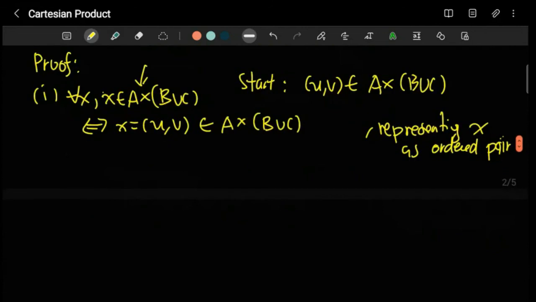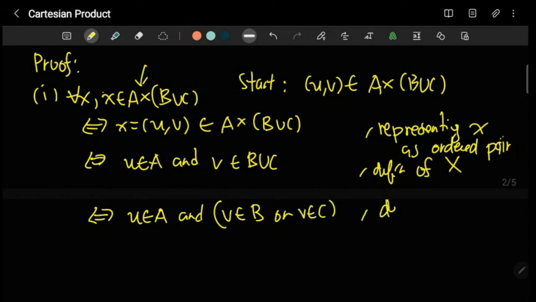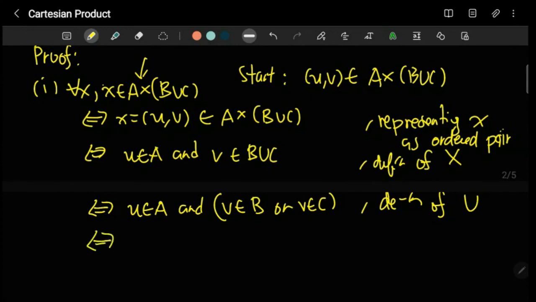And okay. So what does it mean for the ordered pair UV to be in this set? Of course, by definition of the Cartesian product, that means that U is in A and V is in the union of B and C. So that's definition of Cartesian product. Okay. So now, the second part, V is in the union. So let me copy U in A and V in B or C. So this is a compound statement. So I'm putting a parenthesis. So V is in B or V is in C. That's definition of union.